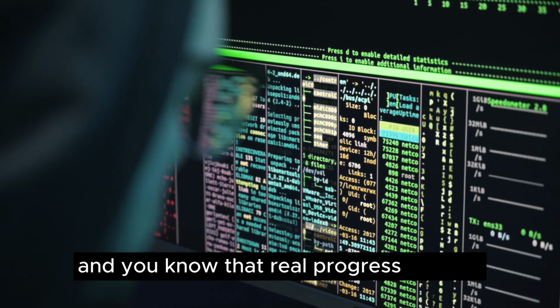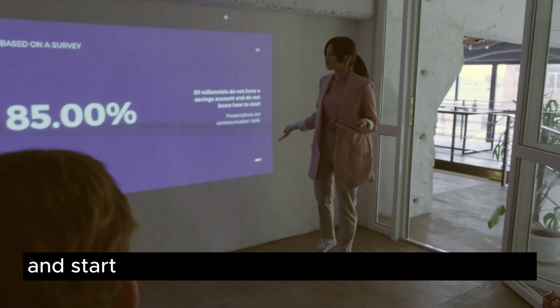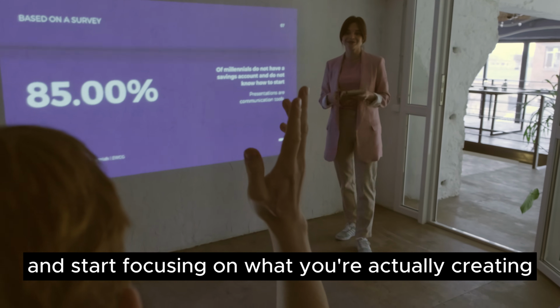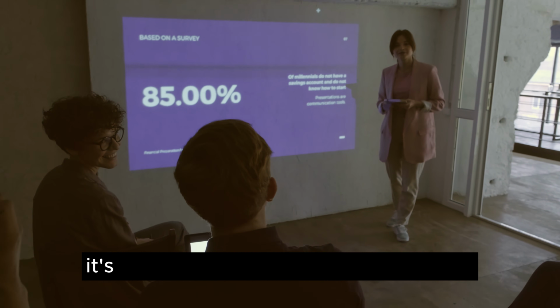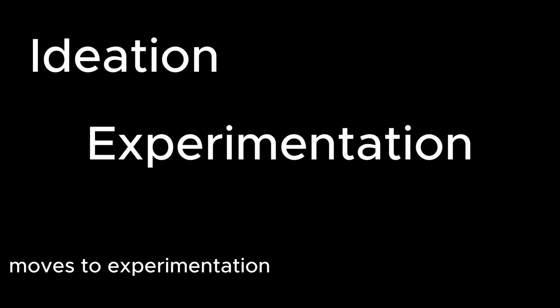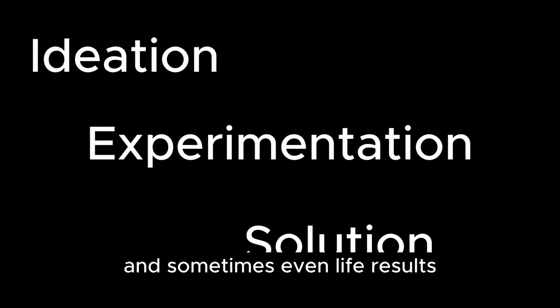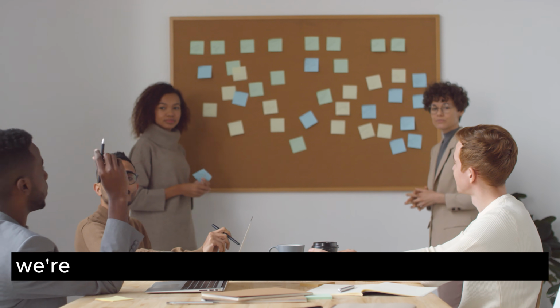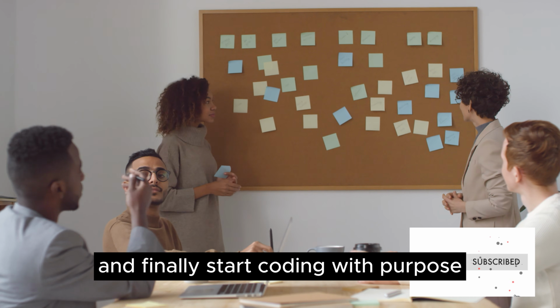And you know that real progress happens when you stop seeing coding as just writing lines of code and start focusing on what you're actually creating. Because creating isn't just about the final product, it's a process, and it starts with ideation, moves through experimentation, and yields solutions, of course, and sometimes even live results. So in this video, we're going to break down how to shift your mindset and finally start coding with purpose.